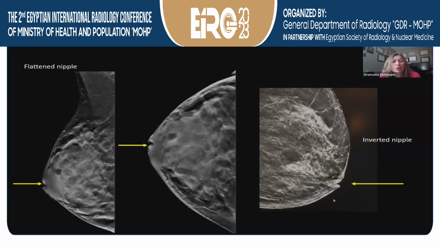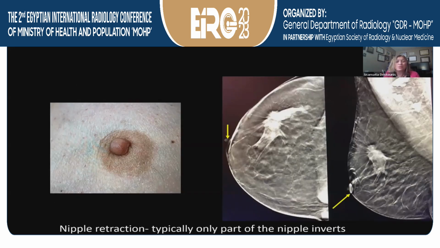So flattened nipple also occurs. As you see in the images, the most left that I'm showing you is an inverted nipple. So sometimes when you examine a patient, you have to be aware, and the right questions to ask are: how long has this been like this? Is this a new finding? Did you just notice it? Do you have any other symptoms associated with it?